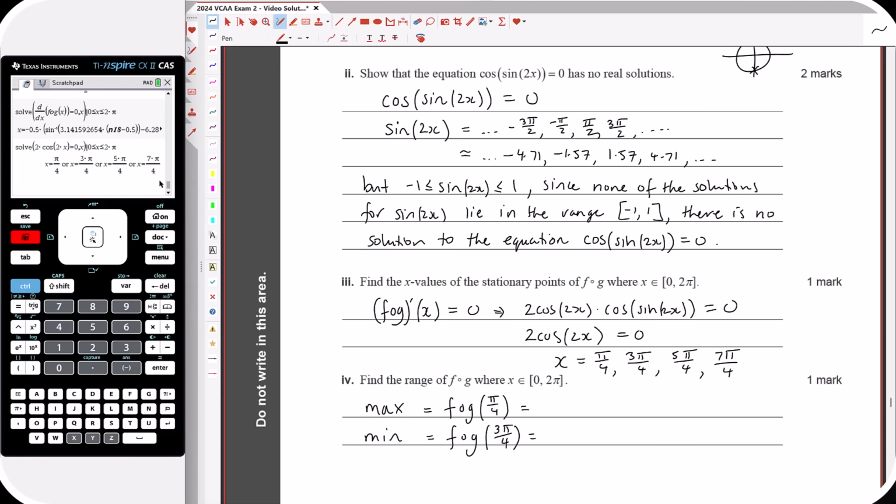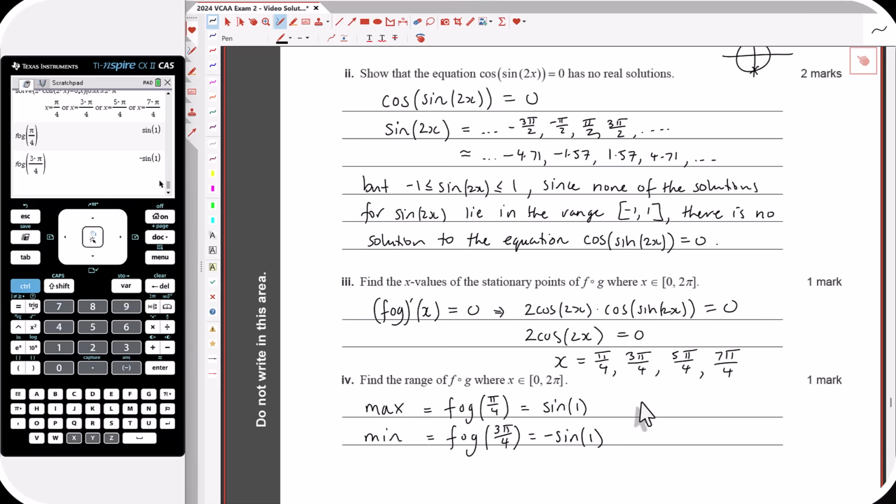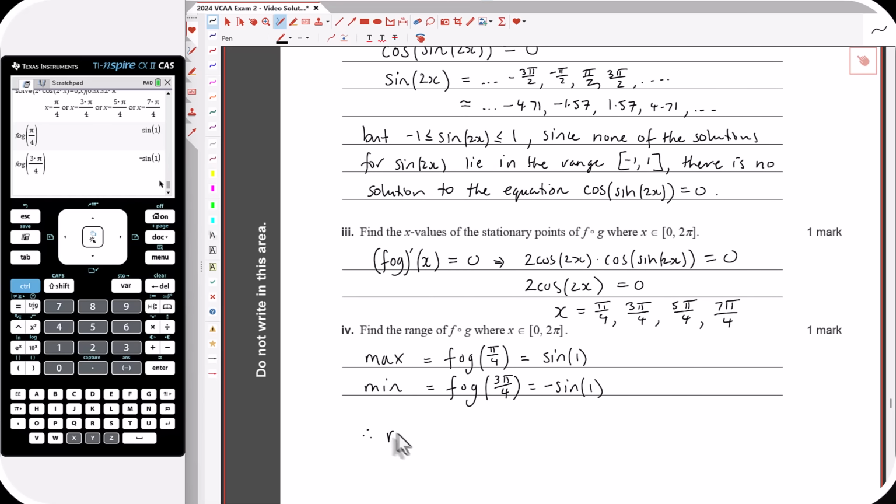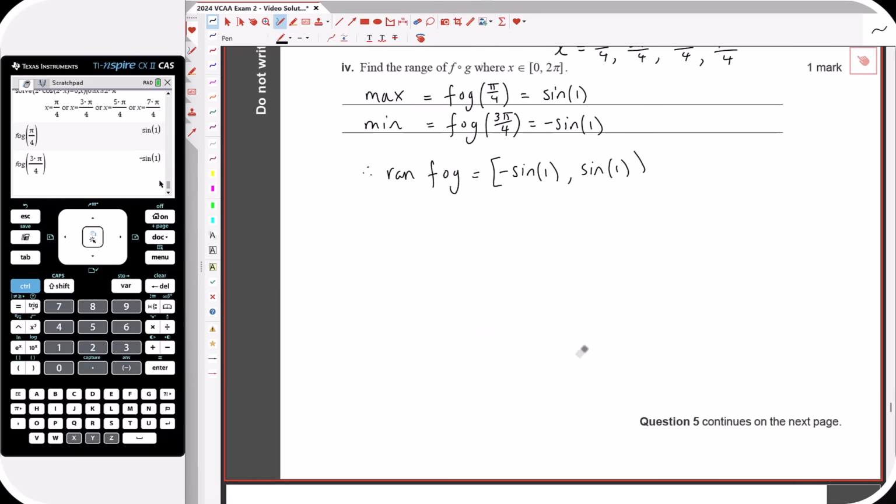So we can work out f of g at pi on 4, and we can work out f of g at 3 pi on 4. Okay, so this is sine of 1 and this is negative sine of 1. And so therefore the range of fog is from negative sine 1 to sine 1. Oops, square bracket.